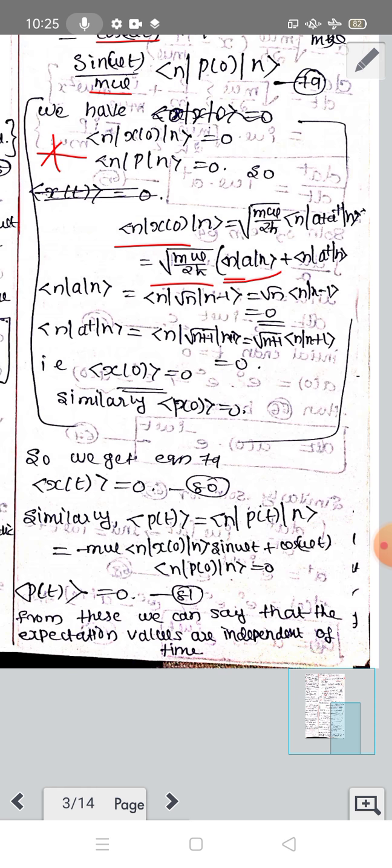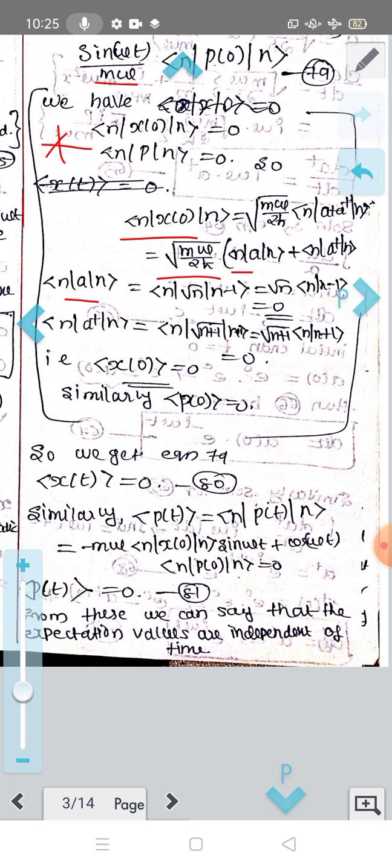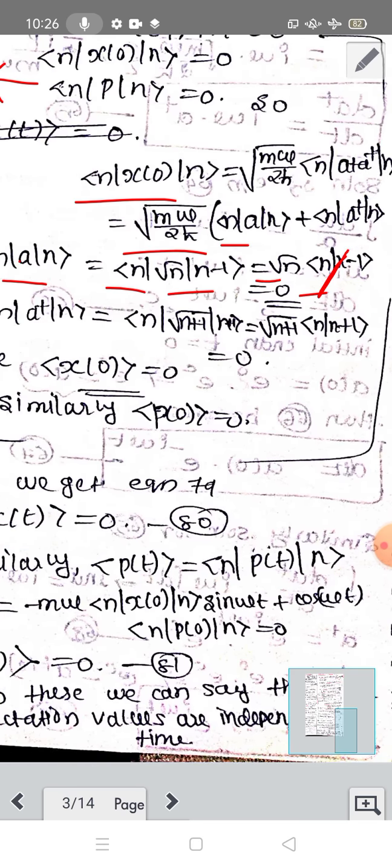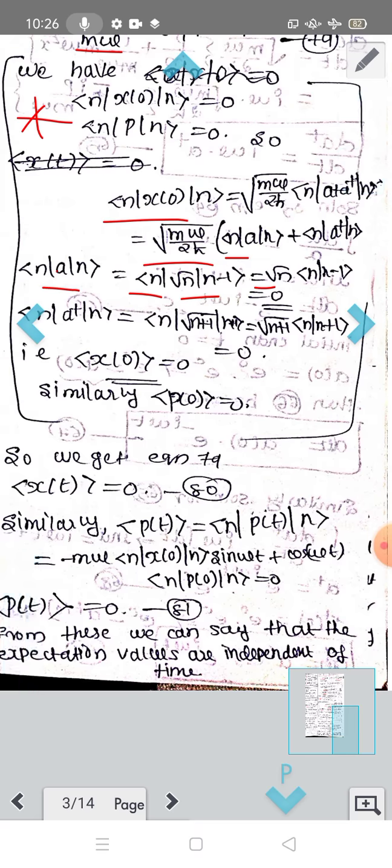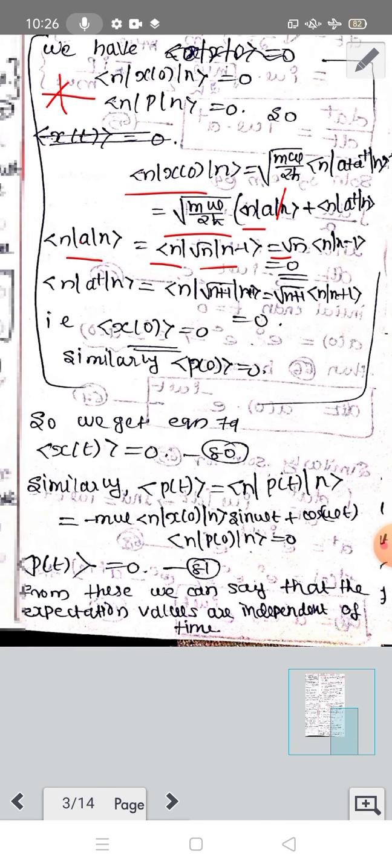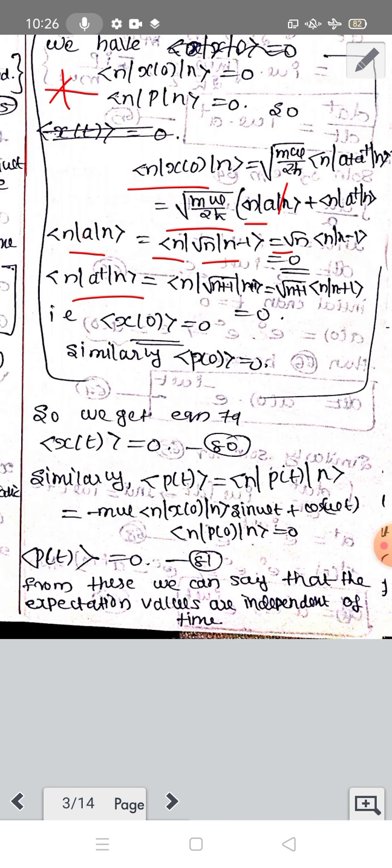So we want to find out what this is. Bra n a ket n is bra n root n ket n minus 1, since a is acting on ket n, so we get root n bra n ket n minus 1. This bra n ket n minus 1 is actually 0, so we got the first value 0. And bra n a dagger ket n is bra n root n plus 1 ket n plus 1, where root n plus 1 is taken outside because it is an eigenvalue, and the remaining is bra n ket n plus 1. So this is actually 0.